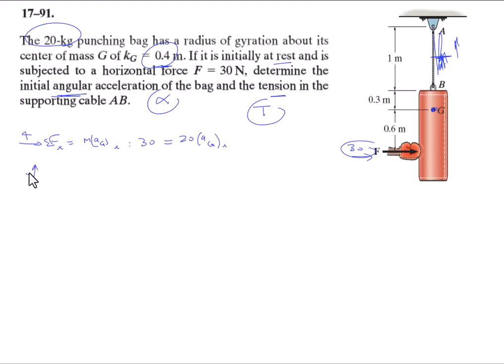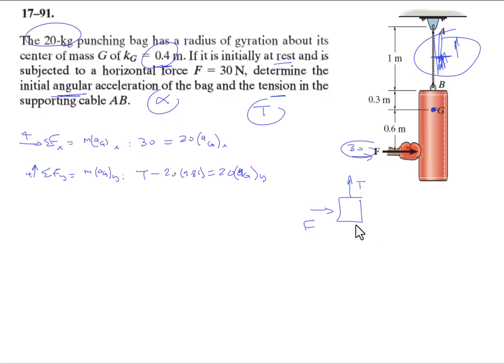Another equation is the summation of the forces in the y direction, which is m aG in the y direction. You have the tension in the positive direction, and minus the weight mg. So T minus 20 times 9.81 is equal to 20 times the acceleration of the center of gravity in the y direction. Of course, the free body diagram tells us this is just T, and this is F, which is 30 Newton, and this is the mg, which is the weight, 20 times 9.81.